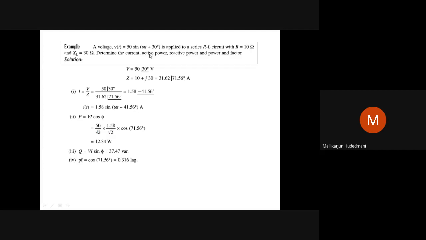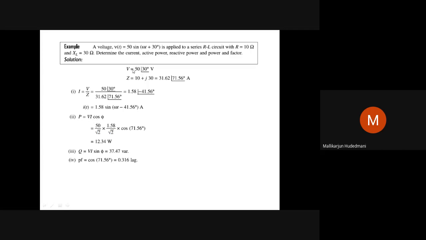Then what is the second answer? Active power. In case of AC circuits, what is power? VI cos φ, active power. Definitely we have another power called VI sin φ. We will see today what that is. So VI cos φ means we require the applied voltage.